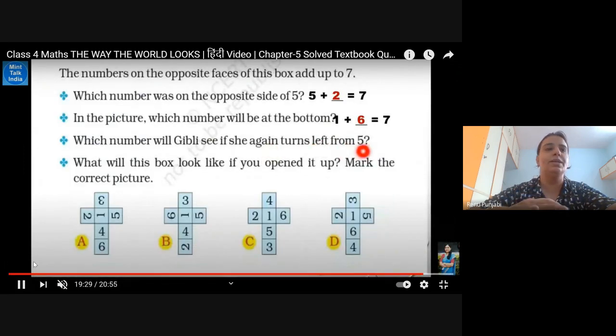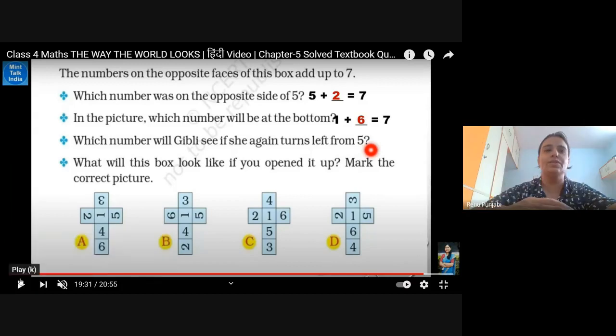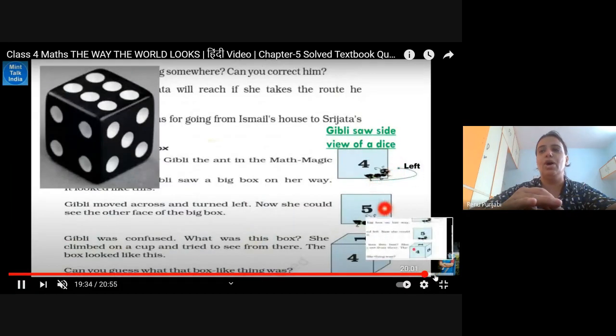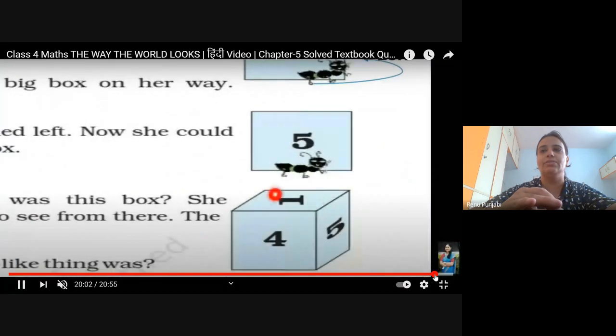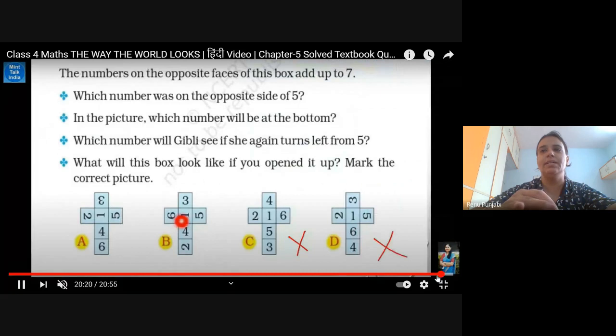One plus 6 will be 7. Now come to the next question. Which number will Ghibli see if she turns left again? Turns left from 5. If she turns left from 5, which number will she see? 4. 3 plus 4 will be 7. Now this way she will make it. Because 4 is already visible, she has to go left. She will see 4 plus 3 will be 7.